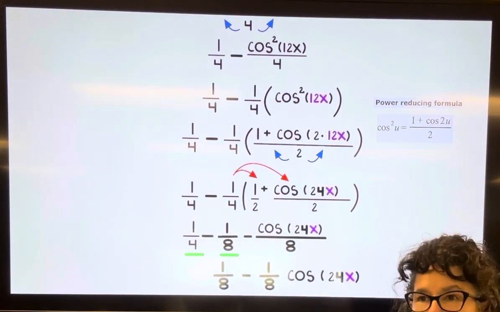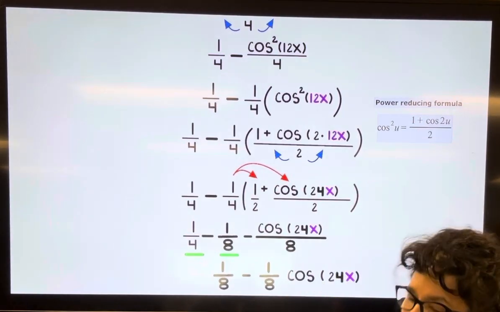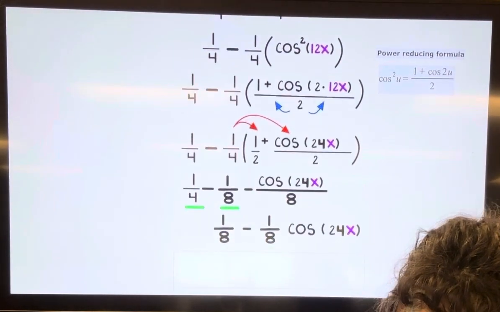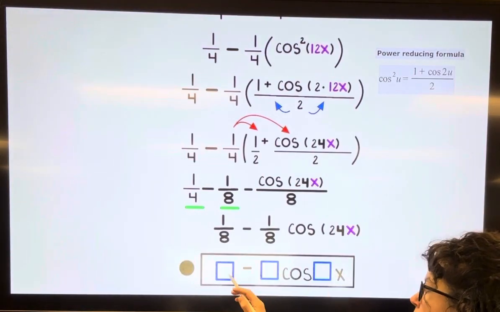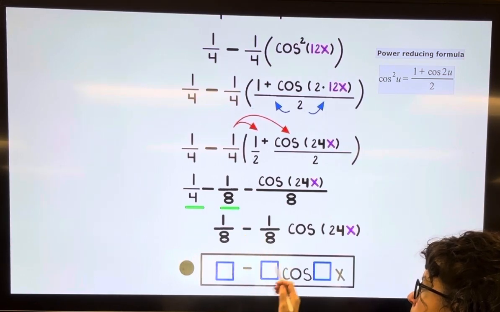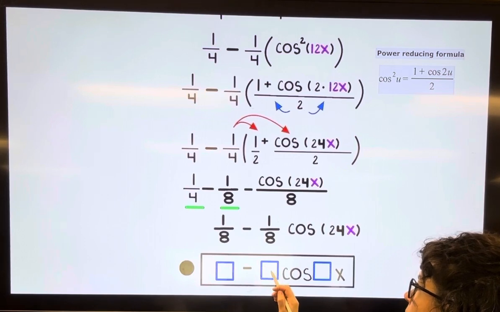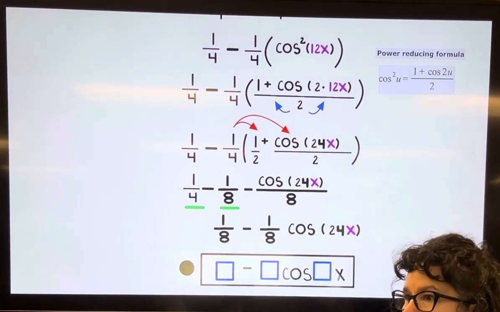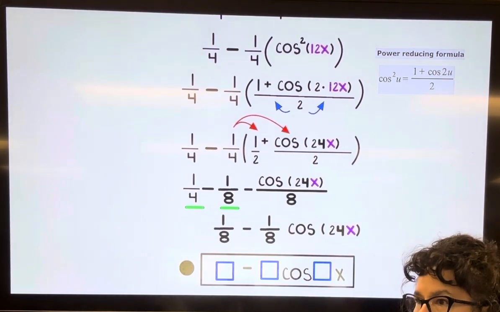We are finished. For your purposes, because of the program you're using, you would then select from your options this one here, because notice the format is we have a number minus a number cosine a number x, and you'd put 1/8 there, 1/8 there, and 24 there, but you just have to select the format and insert the numbers at the very end.